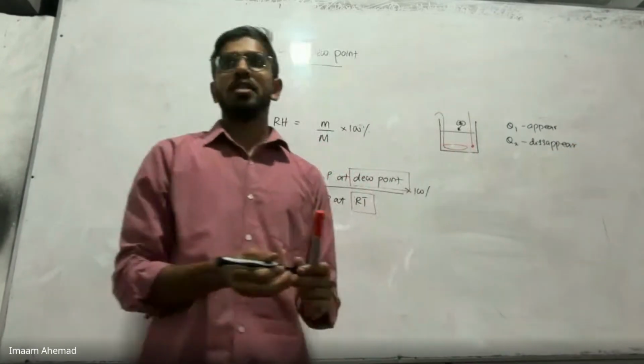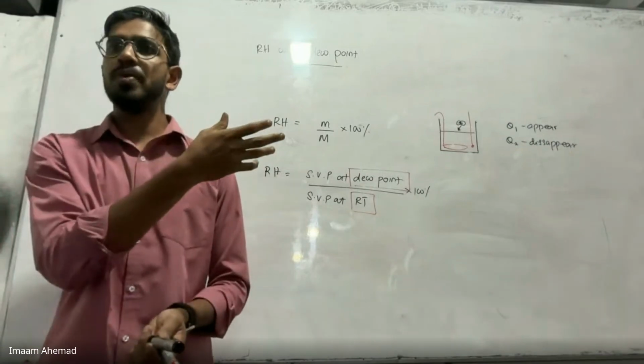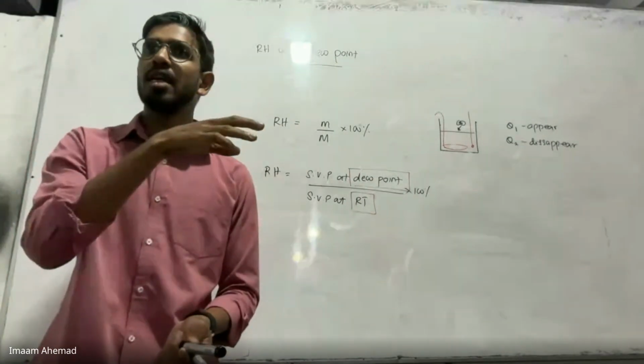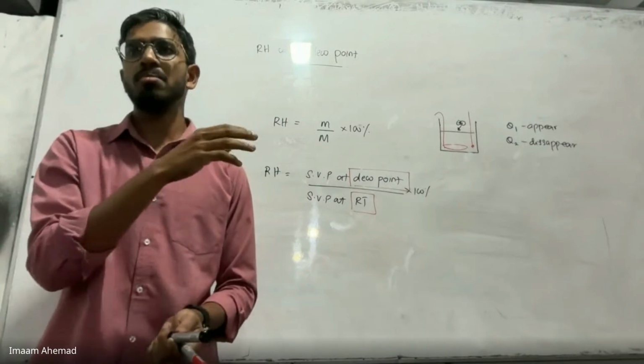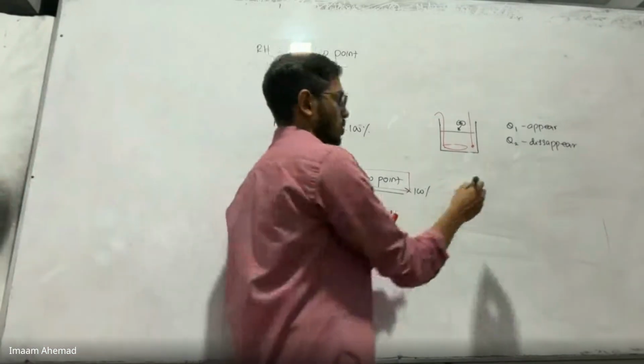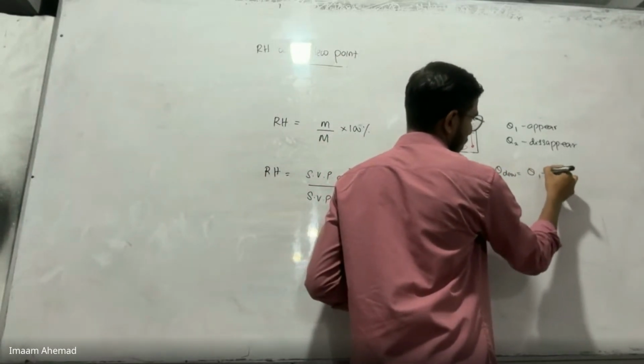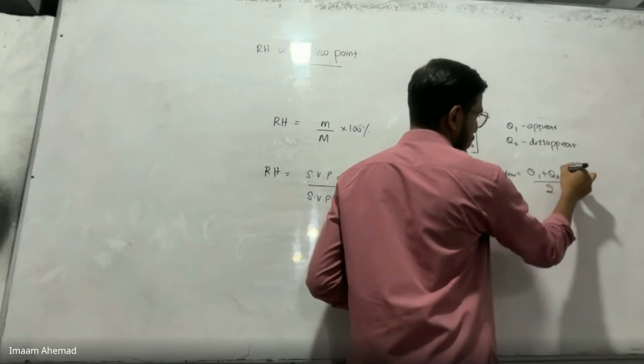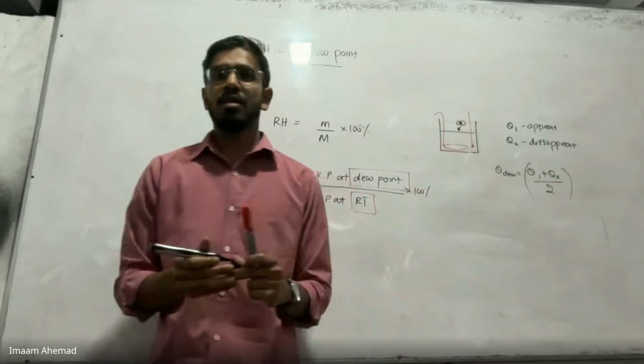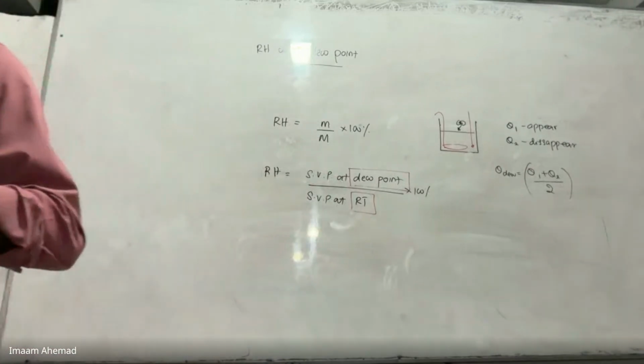So what is the dew point? It is the average between them. The temperature trend should be the same, but there might be a slight difference. So the dew point is the average of them, θ1 plus θ2 divided by 2. That will be the dew point temperature.